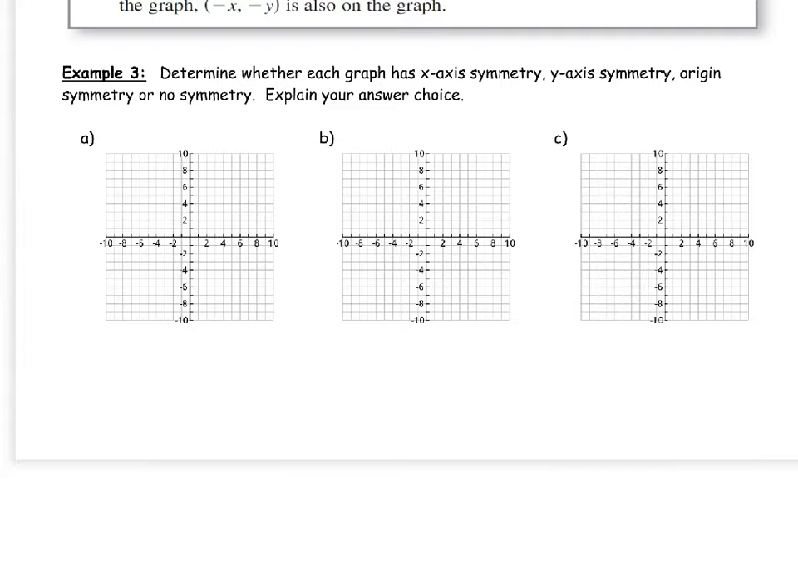Now that you've seen example 3b, please try example 3c and 3a on your own, and we'll check them tomorrow.